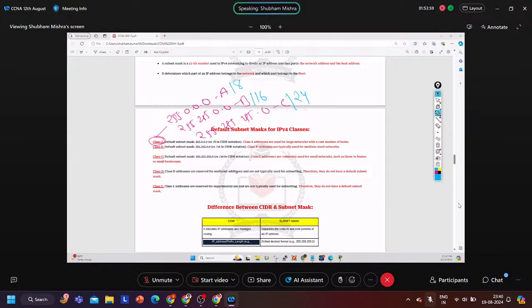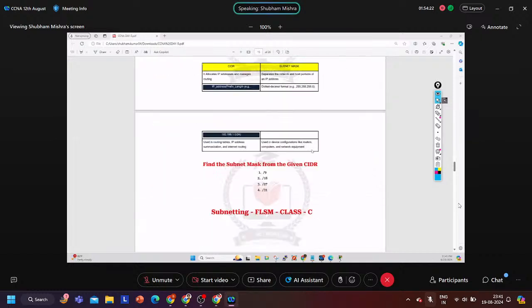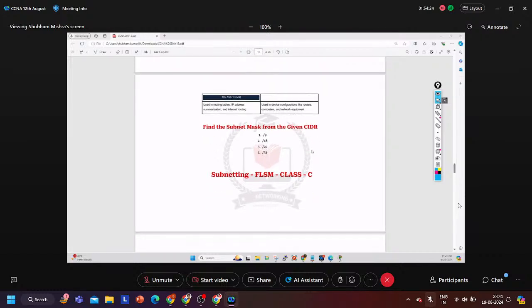Class D addresses are reserved for multicast. I already told you, right? So we do not perform subnetting for this. And class E, I already told you, is for future use. Understand? Default subnet mask and default CIDR value for class A, B, C.